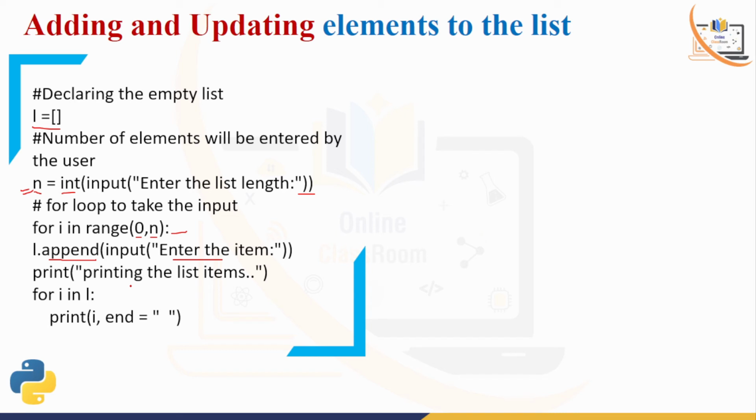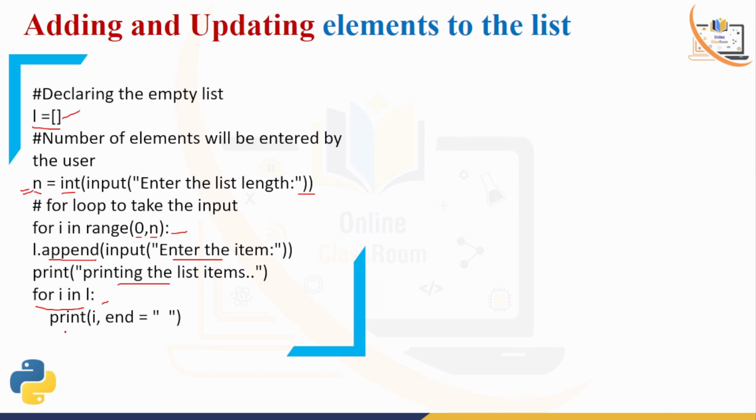Now printing, enter the item. Suppose I give 5 numbers as an input, right? And now I have to print the entire list. For printing also we can use a for loop. We can use a for loop, for i in L. So it means the value of i will take by default 0, and L is nothing but a list. So i in L means it will start with 0, go up to the end position of the list, and increment by 1, right?